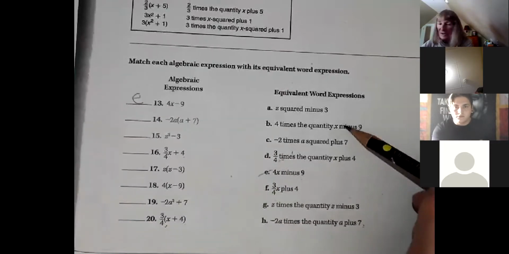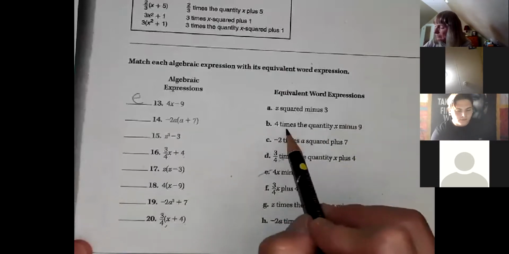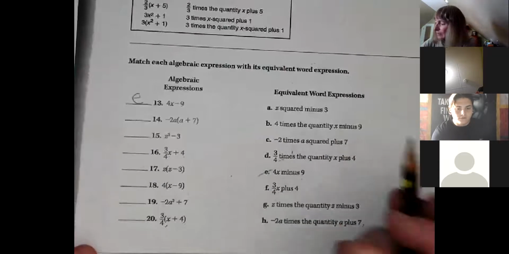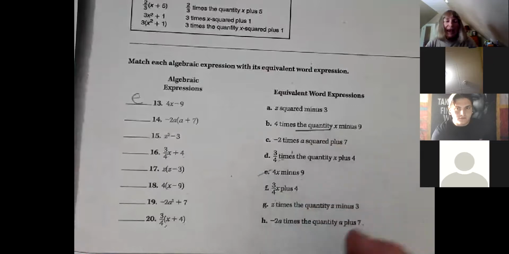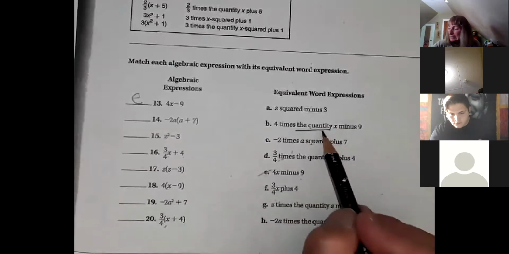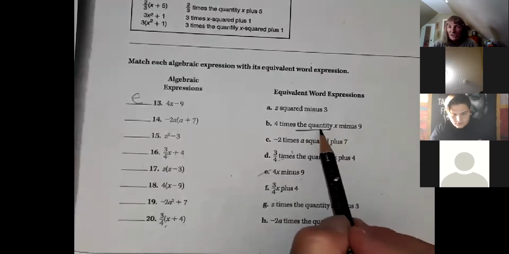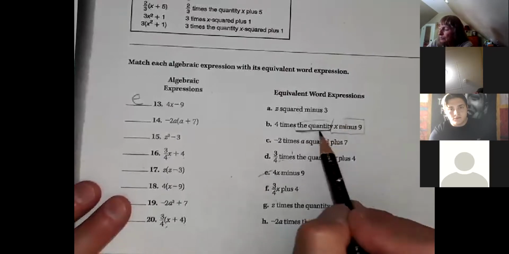Now this one here has a lot of the same stuff in it. It has the 4 times, and it has the x minus 9. So it has a lot of the same words in it, but it also has this thing in it, the quantity. A quantity is an amount. When you see this in some kind of a word expression, it should be a clue to you that you're going to see something in parentheses. And the stuff that's going to be in parentheses is what follows this word quantity.